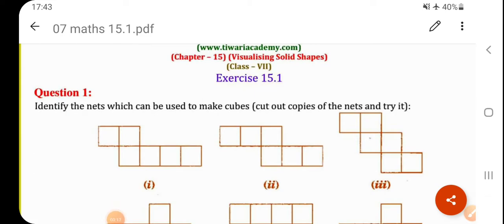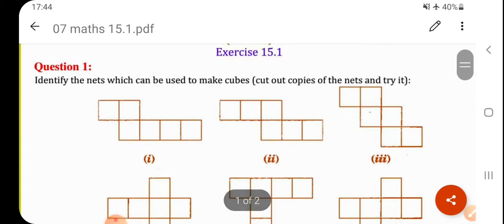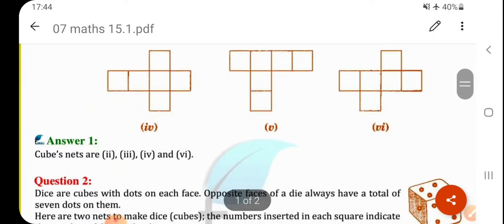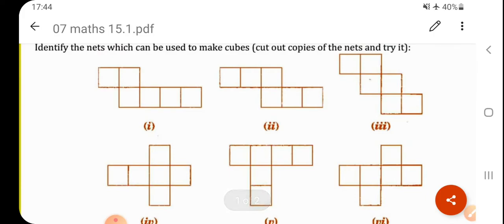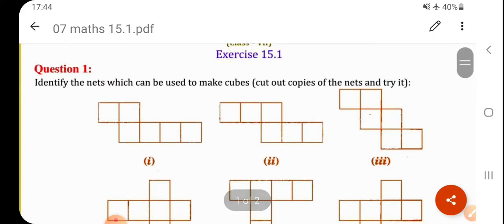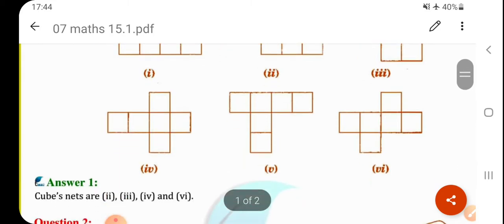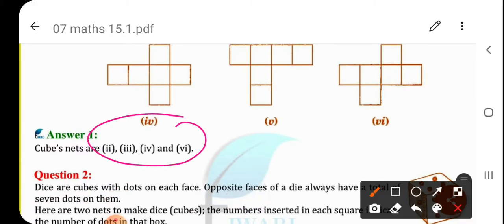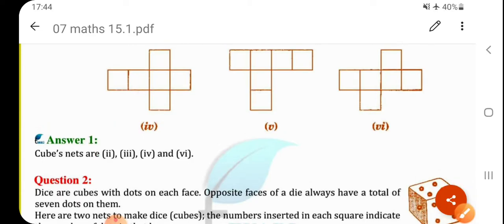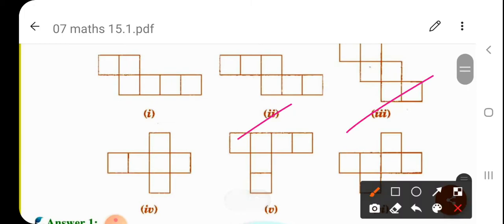15.1. Question number 1. Identify the nets which can be used to make a cube. Cut out copies of the nets and try it. So here you have to assume, whether it is possible or not. Some of the nets are given, and the answers are 2, 3, 4 and 6. So 2, 3, 4 and 6.